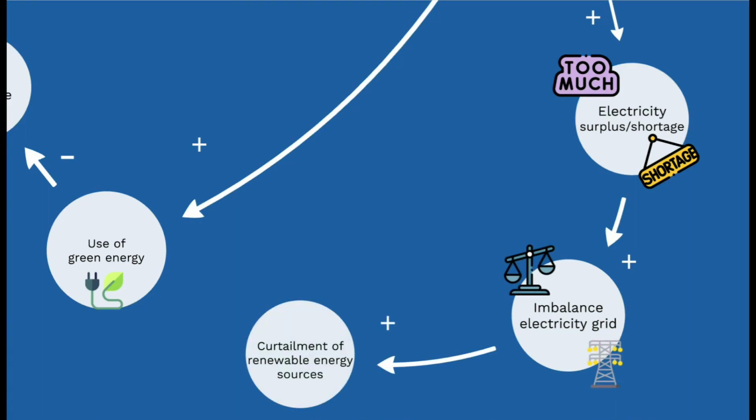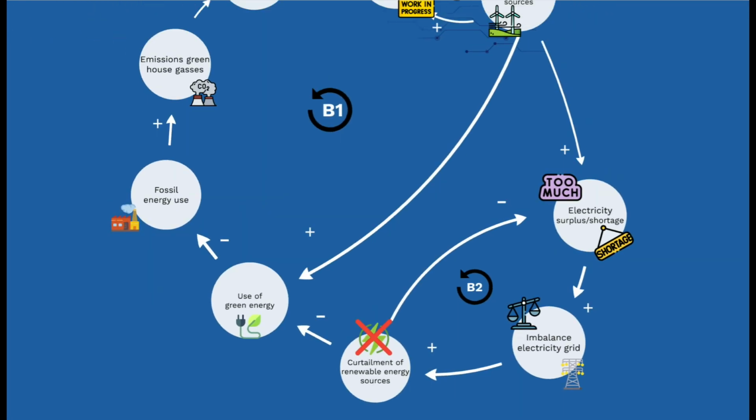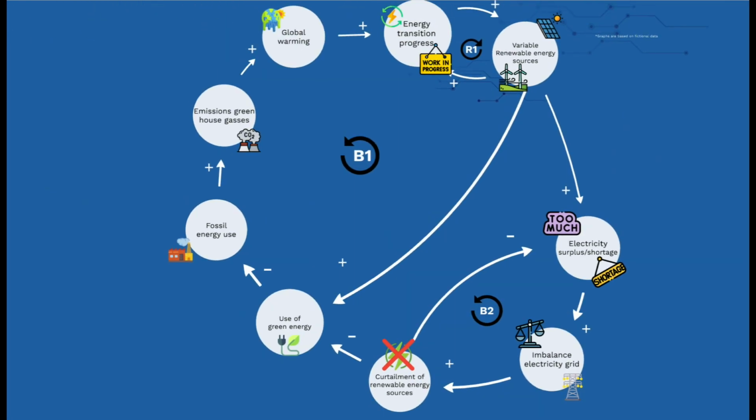This is solved by curtailment of renewable energy sources, meaning that the electricity is cut off. Although curtailment brings back balance on the electricity grid, it also leads to less use of green energy and thus slowing down the energy transition. This is where TROEF comes in.